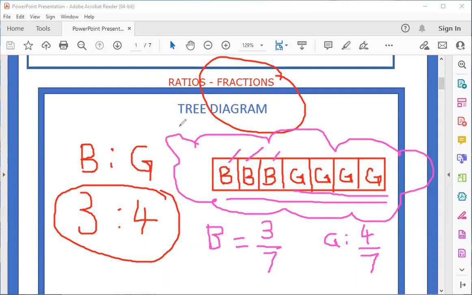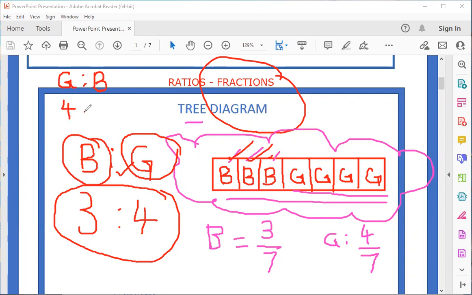Okay? But at this point in ratio, there are many ways for us to compare. We can compare blue to green. I can compare blue to green, so I'll write like this. I can also compare green to blue. Now, what will my answer be then? It will be 4 greens to 3 blues. This will be my answer.